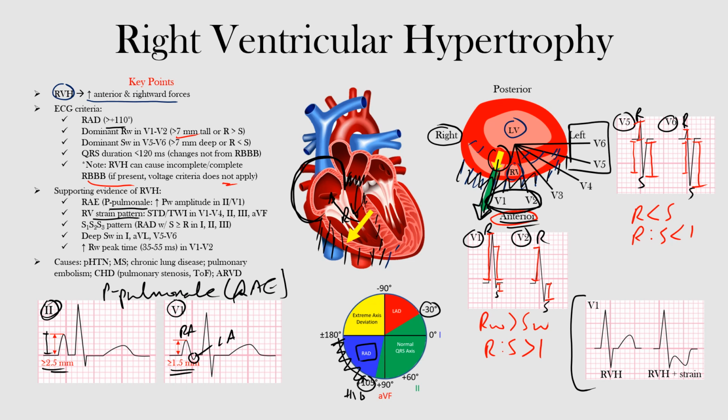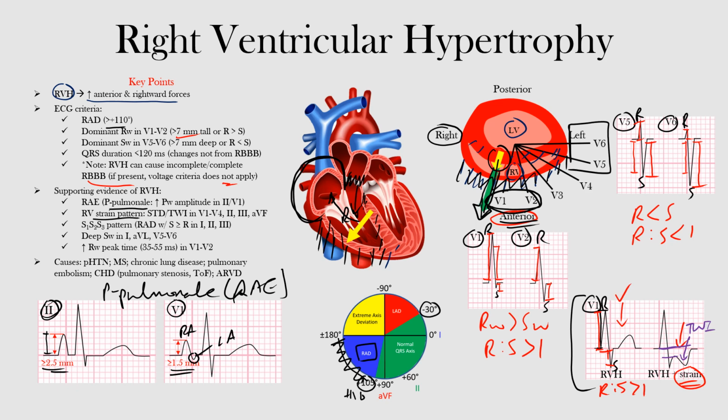We're showing that. Again, notice in V1, here's our R wave and S wave. We have a greater R to S ratio, R to S ratio greater than 1. Now with the strain pattern, we're looking at problems with our ST segment and T wave. So notice that there's no issues here. However, in this case, we're noticing that there's ST depression, here's our baseline. Notice we're below baseline, ST depression, and our T wave in this case is inverted.